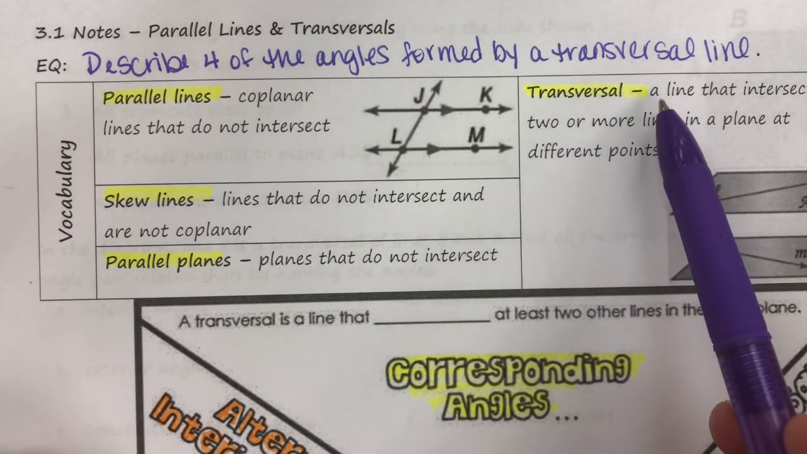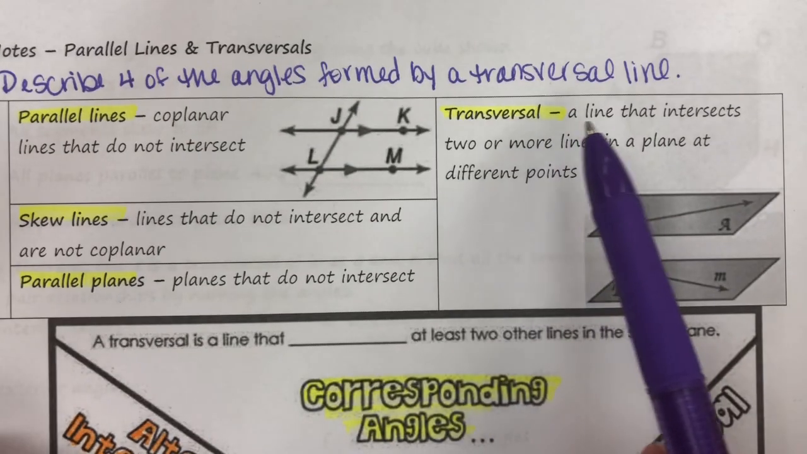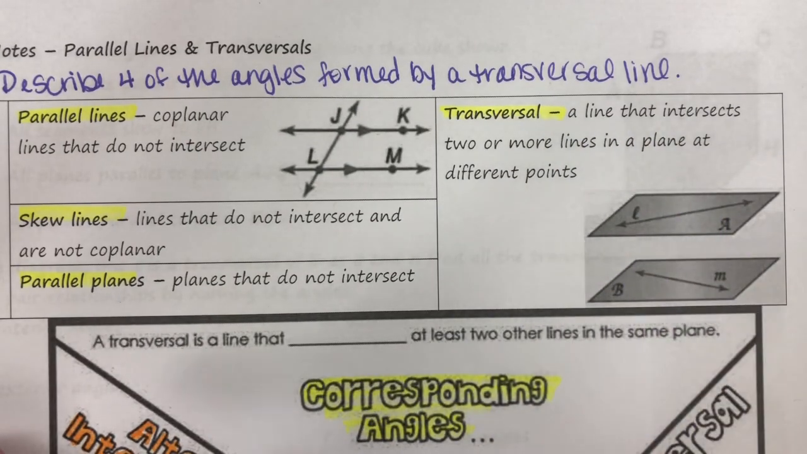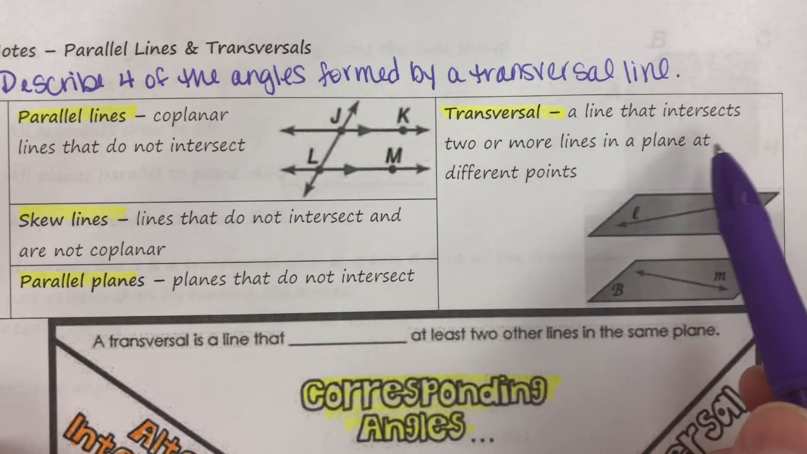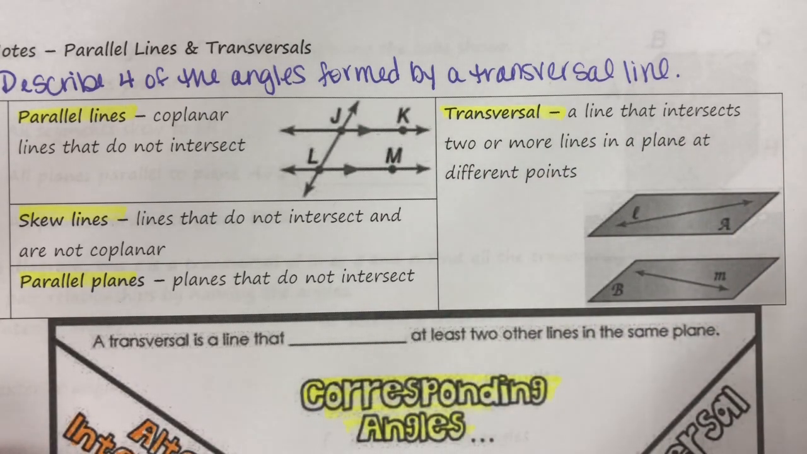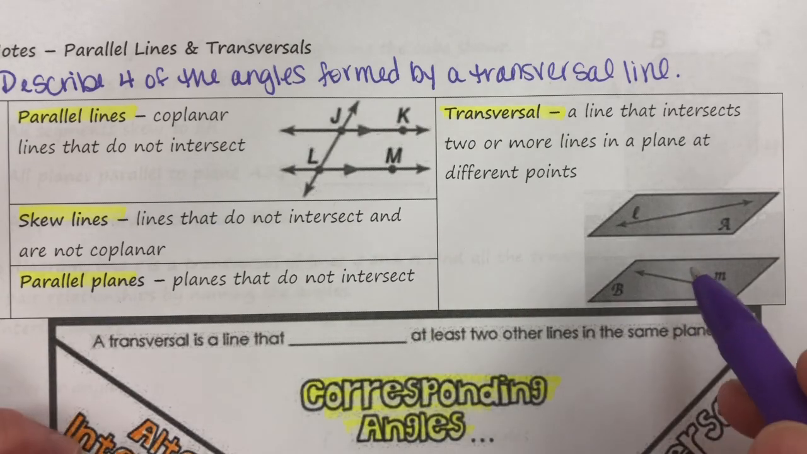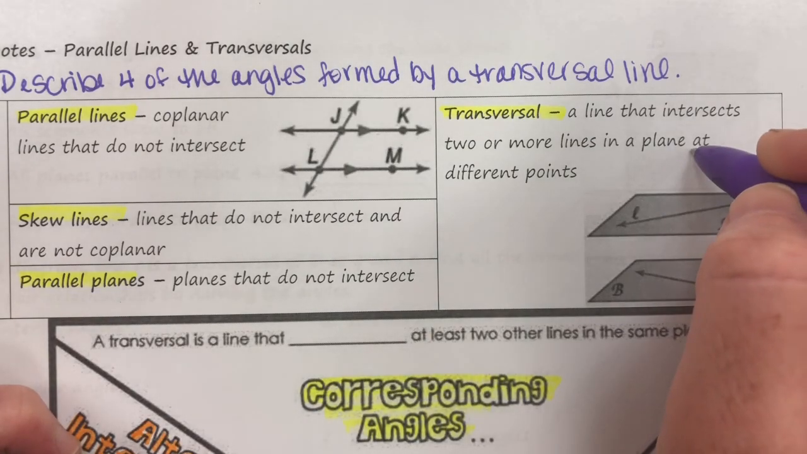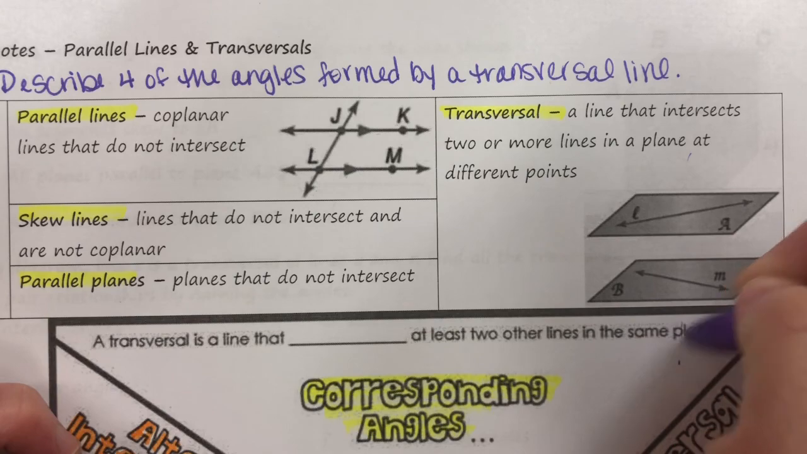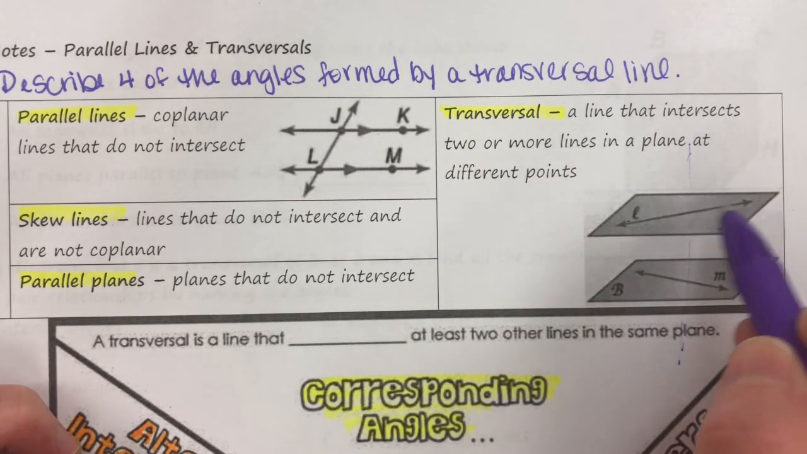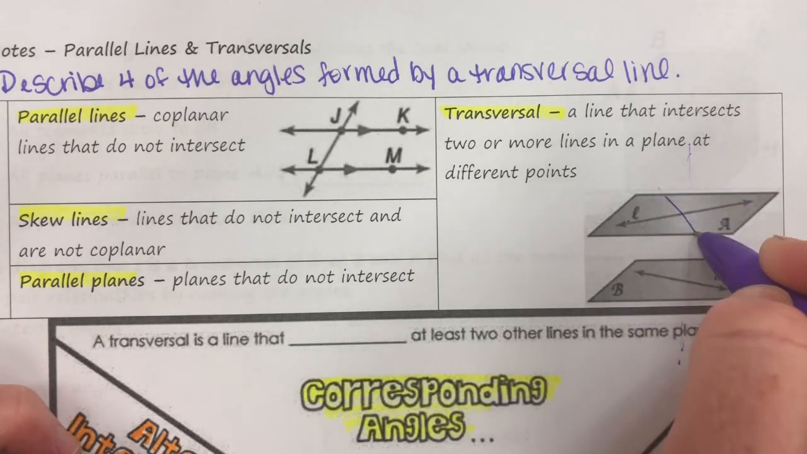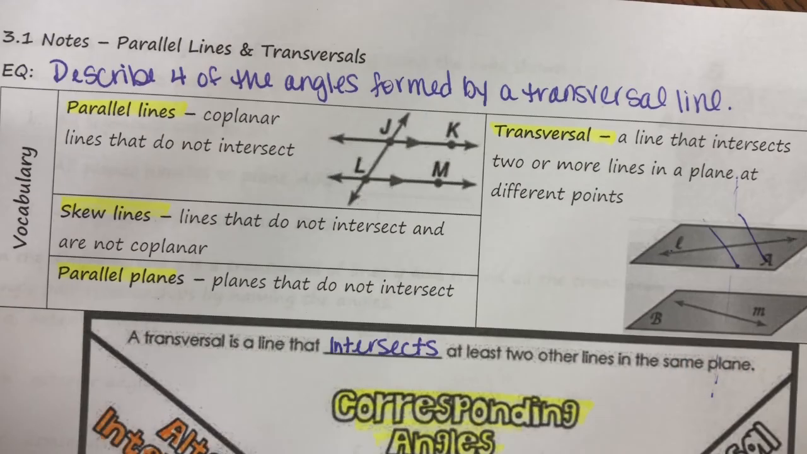And then a transversal line. A transversal line is a line that kind of cuts through other lines. So it's a line that intersects 2 or more lines in a plane at different points, right? So here we could draw a line straight down through here. This transversal cuts through a plane. It cuts through other lines in a plane.